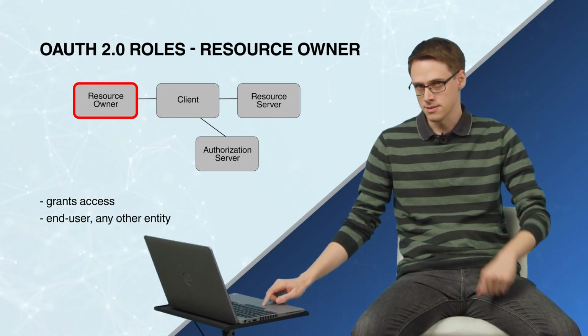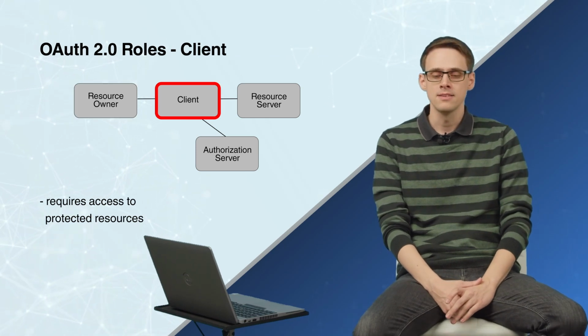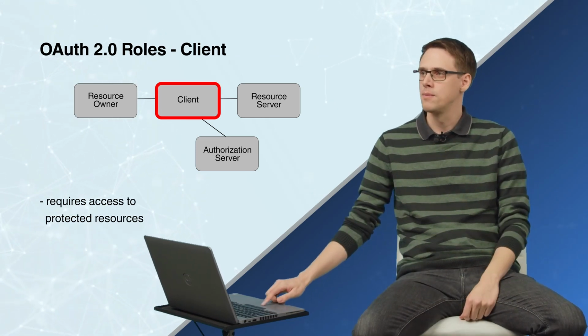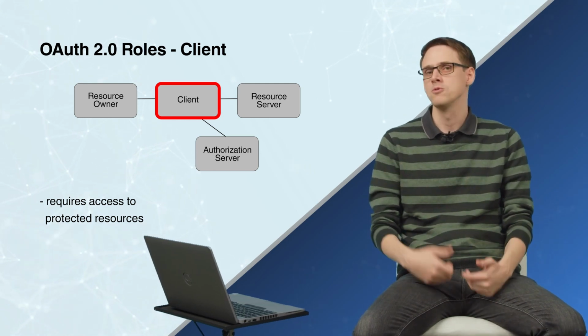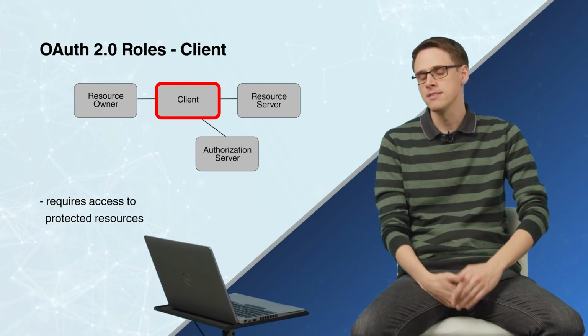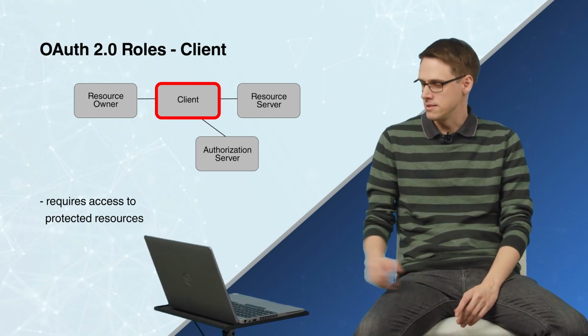And then the next part of the role is the client. So, who is the client? The client is just any web application, for example, or a mobile app, or any desktop application wanting access to your data. So they are called the client in the OAuth 2.0 specification, and they want access.